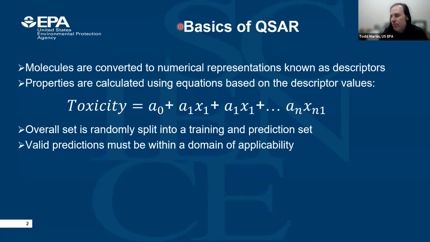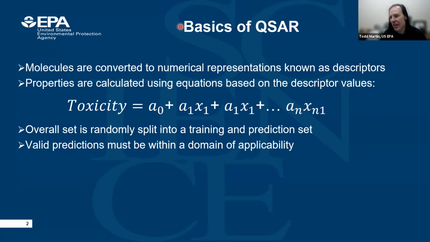Just to give some basics of QSAR modeling, quantitative structure-activity relationship. Essentially, you take a molecule and convert it into a numerical representation known as a molecular descriptor. Once you have molecular descriptor values, these are like independent variables which you can use to correlate a toxicity endpoint or a physical property.